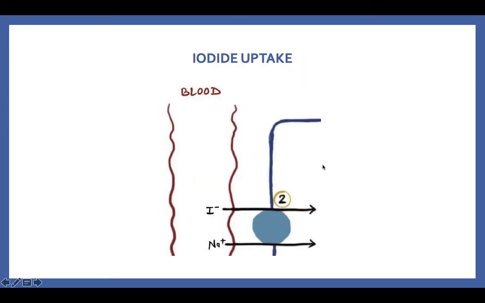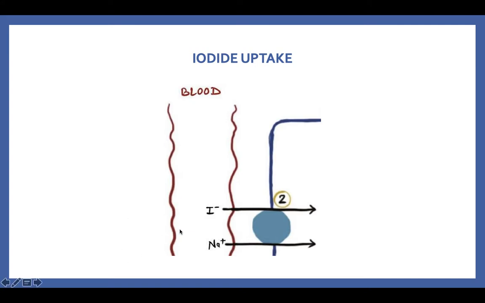So the second step is the iodide uptake. Now, how the iodide uptake happens is that we mainly obtain the iodide from our diet. So salty foods, fish, seafood, dairy products, these are all what can give iodide.